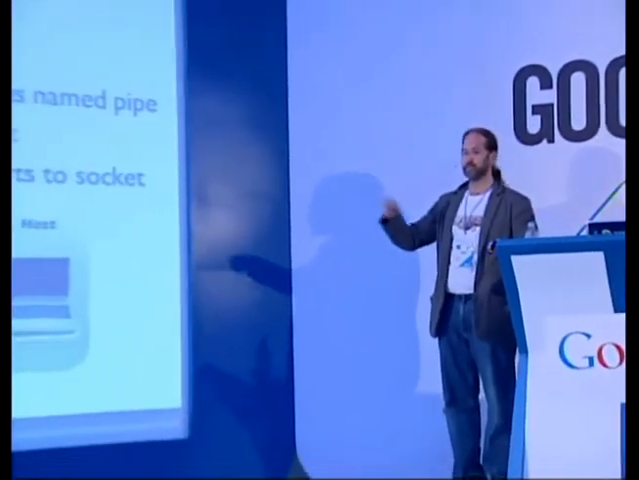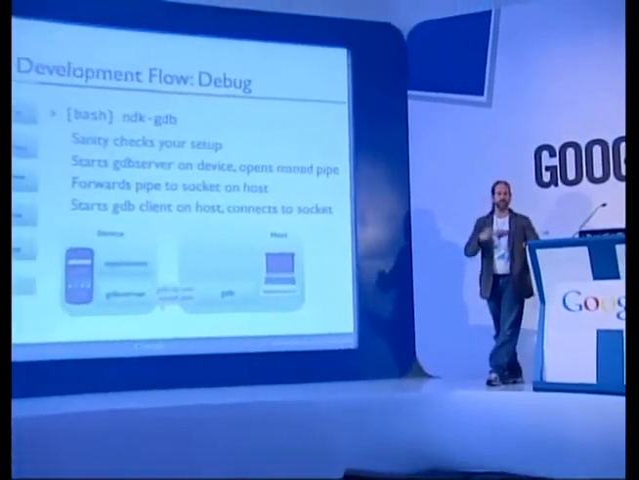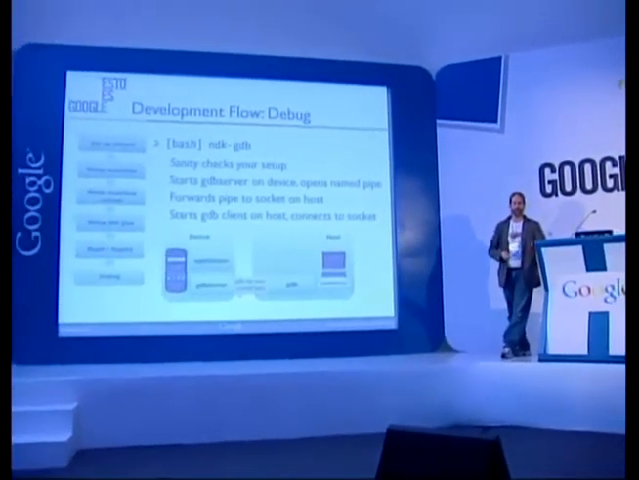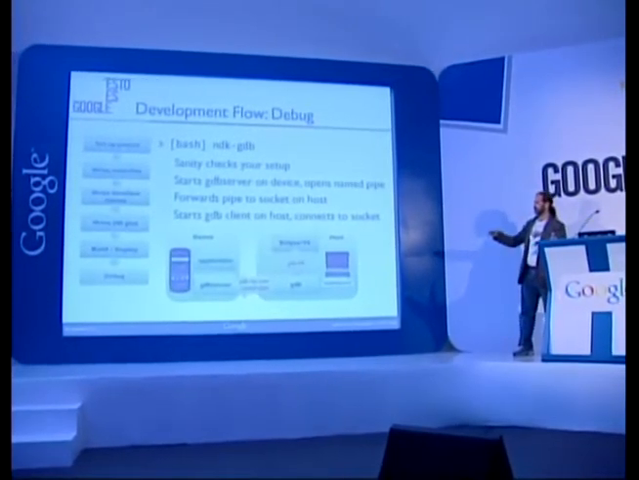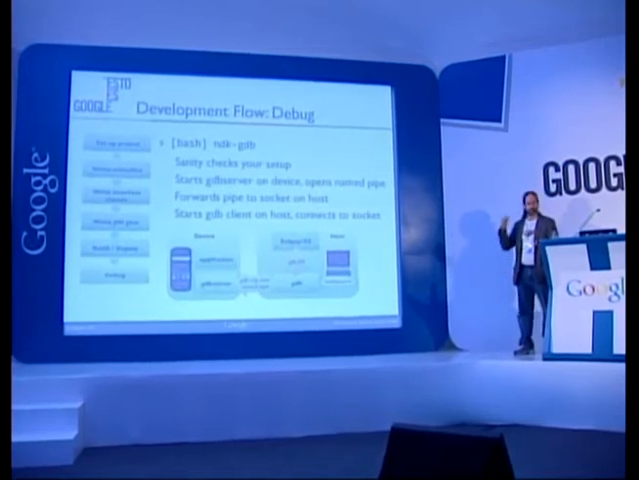Debugging is interesting. What actually ends up happening is on the device, we're running the application, and we run the GDB server in the process of that application. That talks to our host over a named pipe, which is important because we don't want the application to have internet permissions just so you can debug it. And then finally, it talks to Eclipse, or whatever your host happens to be, using something called GDB-MI.